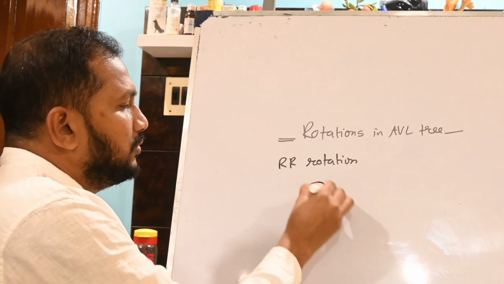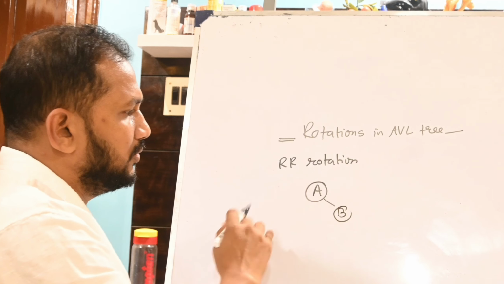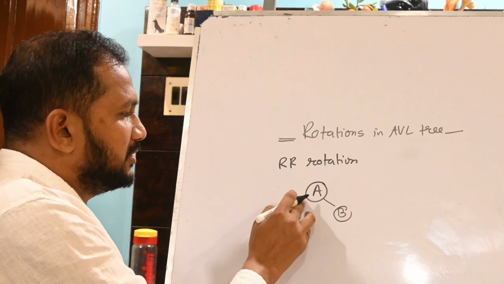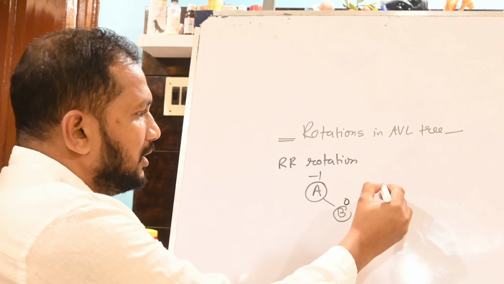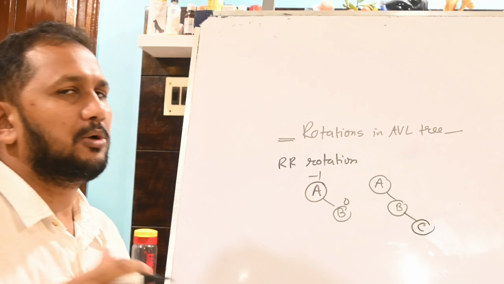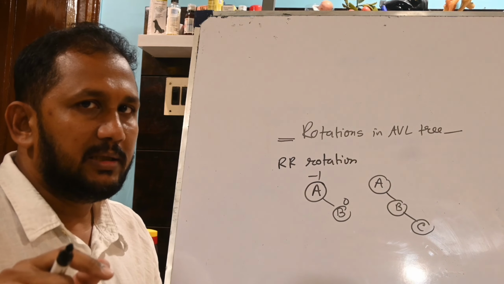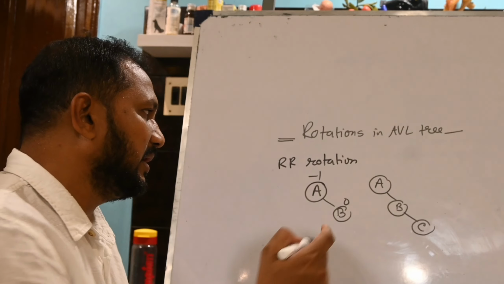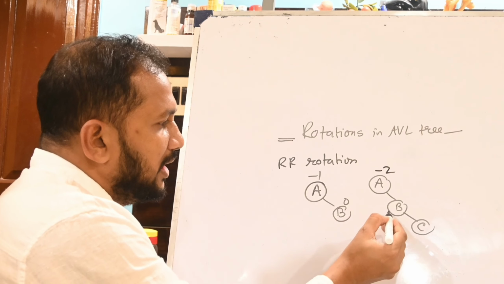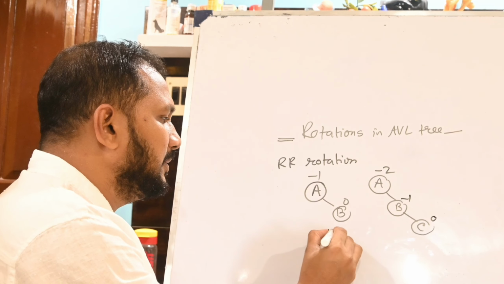Suppose A is the initial node, and when you insert B, which is greater than A, it goes to the right-hand side of A. The height of this A node is 1, 0 minus 1 is minus 1, and this one is 0. Now when you insert the next node, C, on the right-hand side of B again, it forms a right-right position. Now the height of this A node is 0, 1, 2, so 0 minus 2 is minus 2, and considering this level, 0 minus 1 is minus 1, and the leaf node is 0.